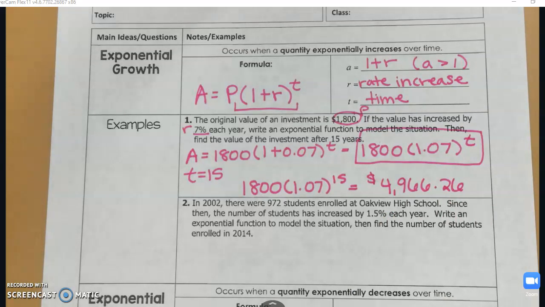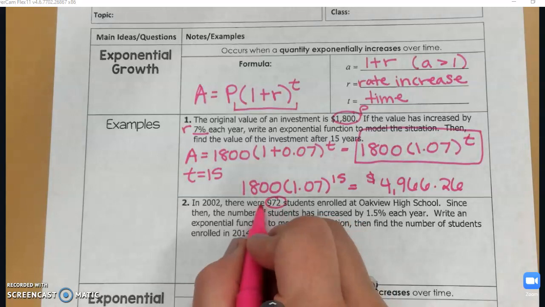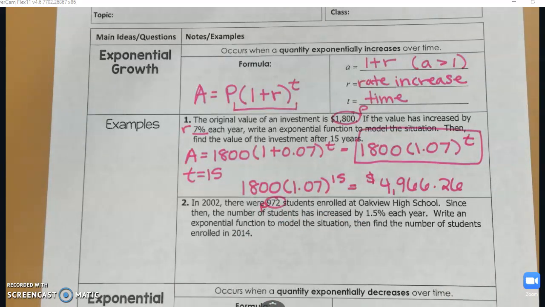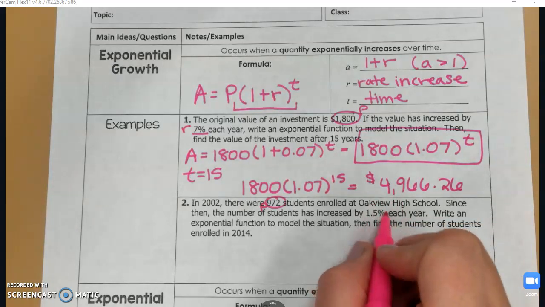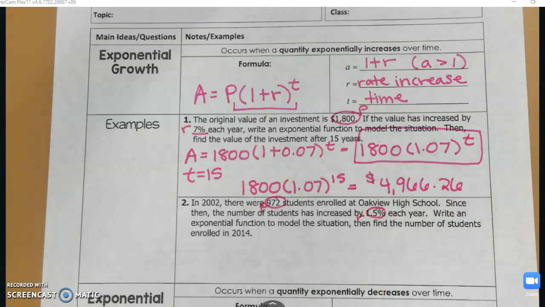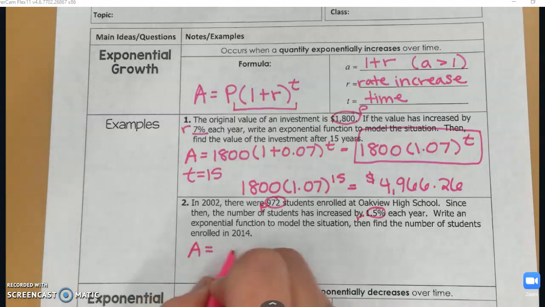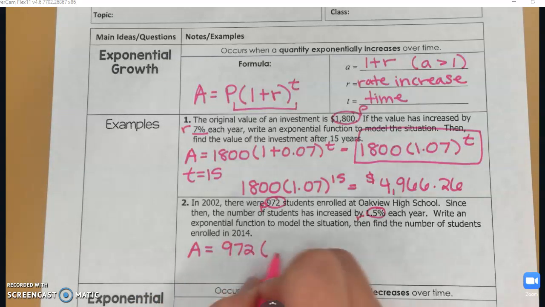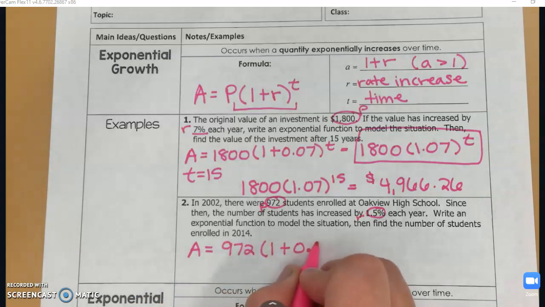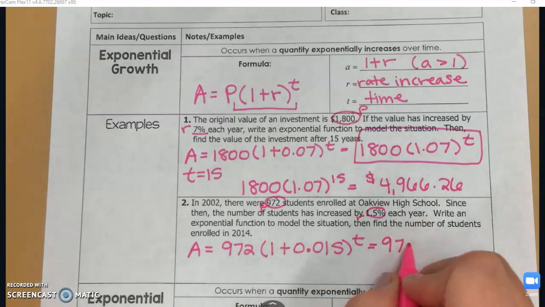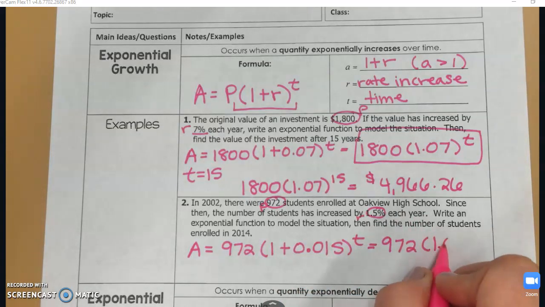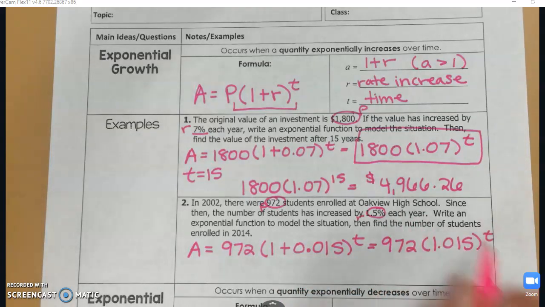Okay, let's do number 2 now. In 2002, there were 972 students, that's my P, enrolled at Oakview High School. Since then, the number of students has increased by 1.5%, that's my r. Write an exponential function to model the situation, then find the number of students enrolled in 2014. So again, my principal is 972 times 1 plus 0.015 to the t power. So that's going to be 972 times 1.015 to the t power.